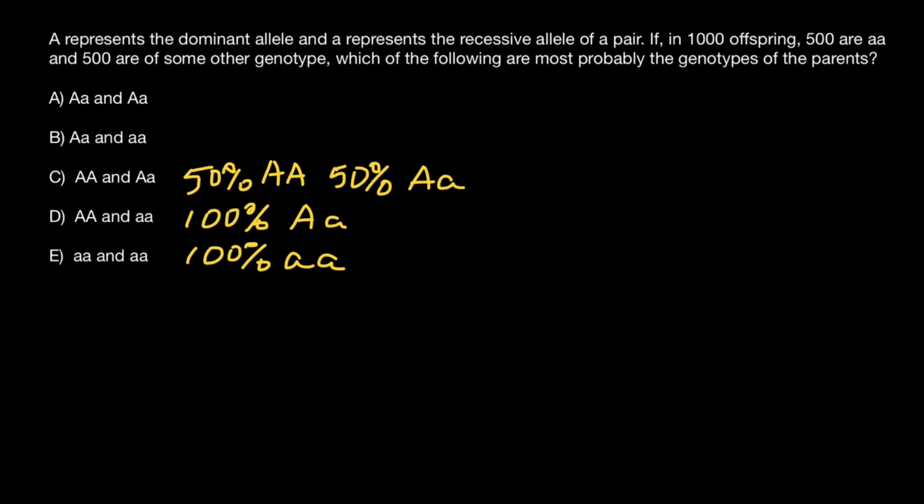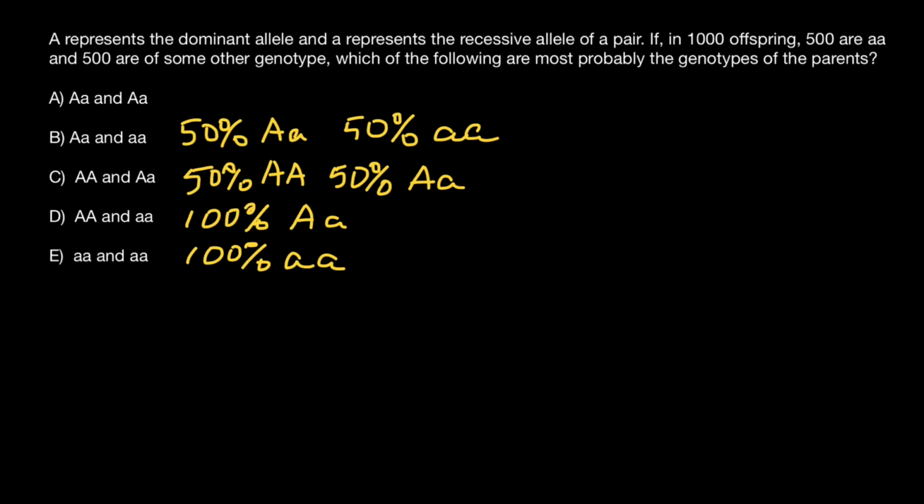And if we cross parents, one which is heterozygous and one which is homozygous recessive, in this case 50% of the progeny are going to be of the heterozygous genotype and another 50% of the progeny are going to be homozygous recessive. And this is what we are looking for. Take a look. If in 1000 offspring 500 or 50% are homozygous recessive and 500 or another 50% are of the same other genotype, so this is going to be our answer.